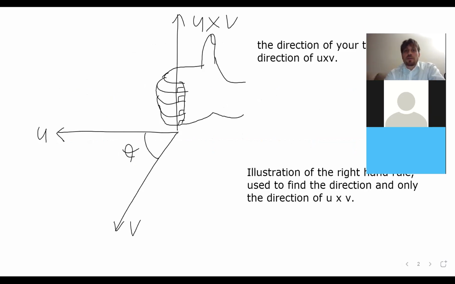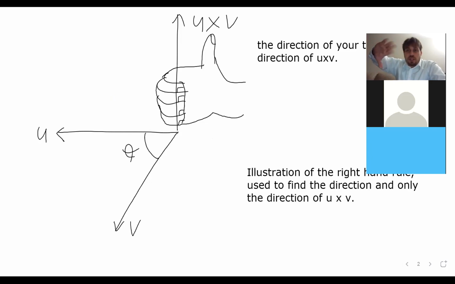Okay, so step one, fingers in the direction of U. Step two, fingers have to curl in the direction from U to V. Step two may require you to move your hand, in a sense, go backward to step one, and your fingers will still point in the direction of U, but you may have to flip your hand, rotate it so that your fingers are still in the direction of U, but when you curl them, it goes from U to V.